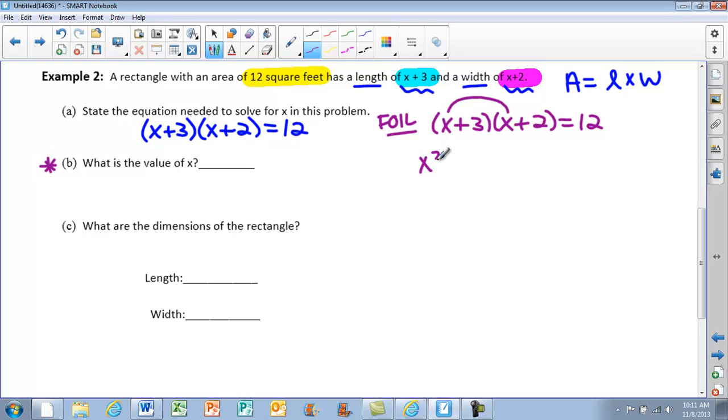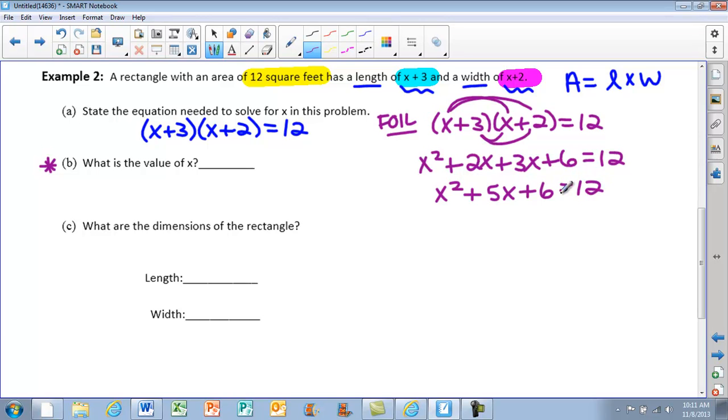X times x gives me x squared. There's my first. My outer, x times 2 gives me 2x. My inner, 3 times x gives me 3x. And my last, 3 times 2 gives me 6 equals 12. And now let's just keep simplifying. Combine like terms. So x squared plus 5x plus 6 equals 12. And now we want to solve. So I'm going to have to subtract 12 from both sides so we can get that equal to 0. So we have x squared plus 5x minus 6 equals 0.